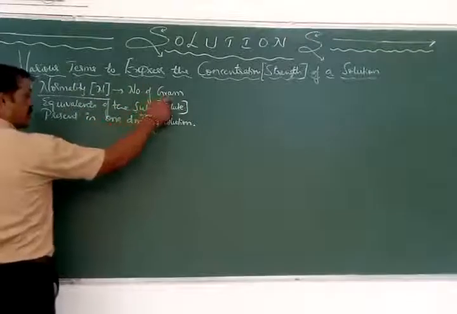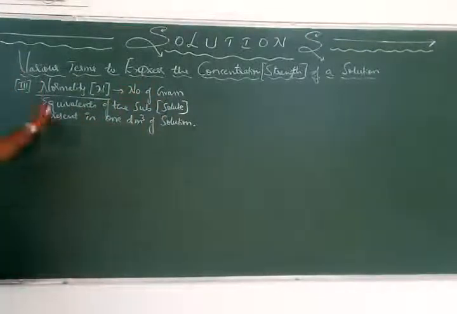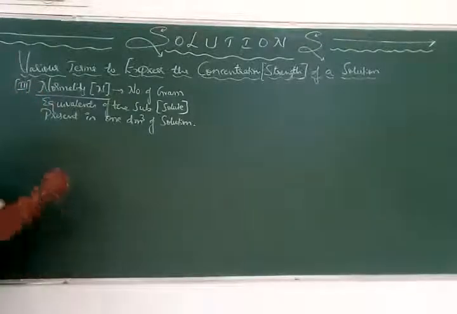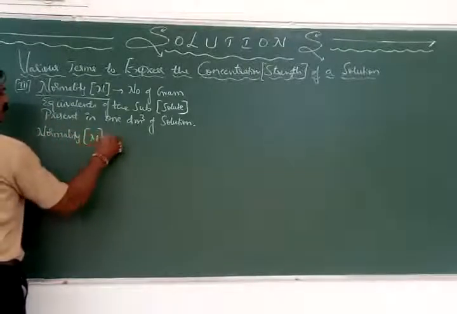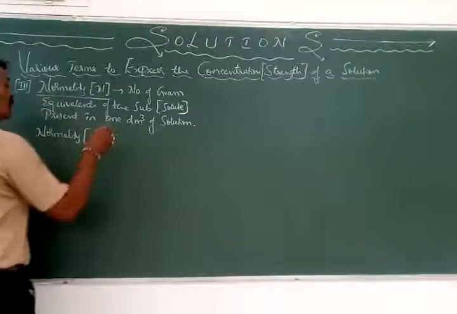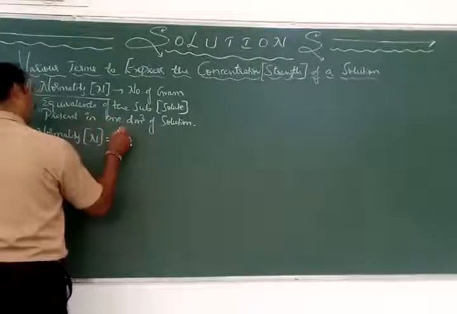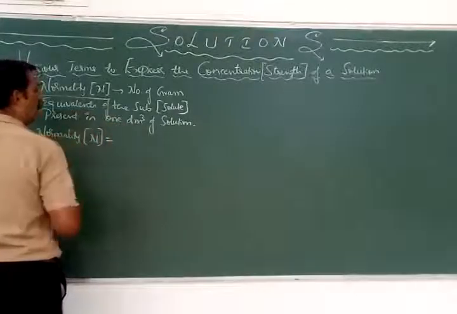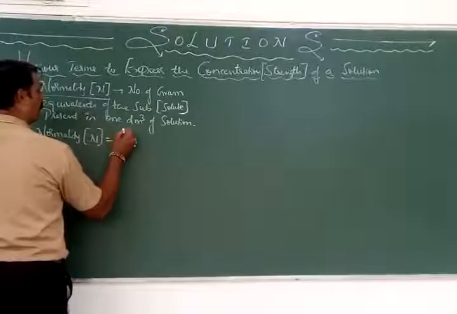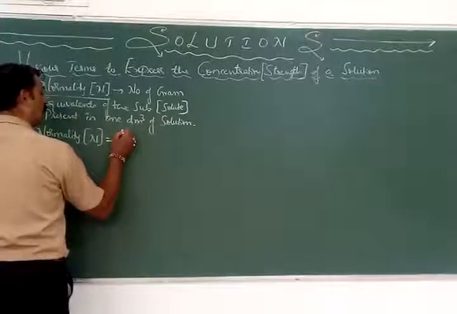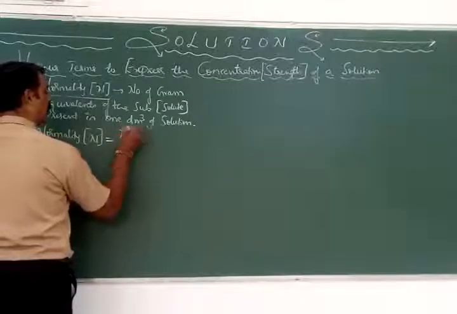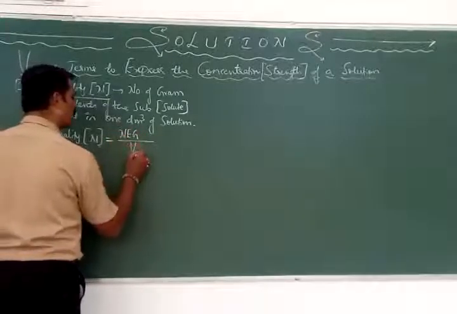Instead of number of moles, it is the number of gram equivalents of the substance present per 1 dm cube of the solution that refers to normality. So mathematically, normality N is equal to the number of gram equivalents divided by volume expressed in dm cube.